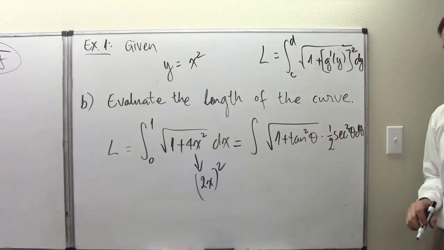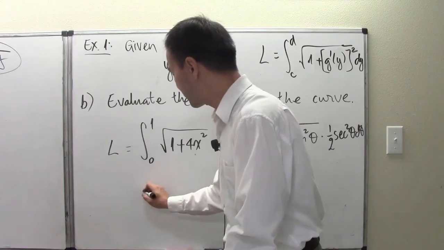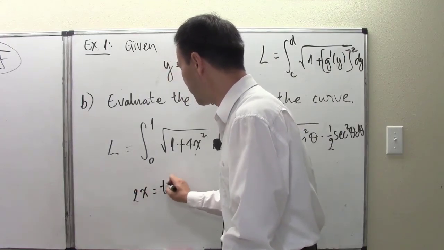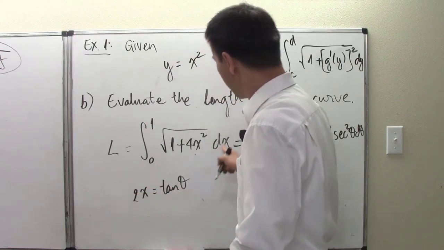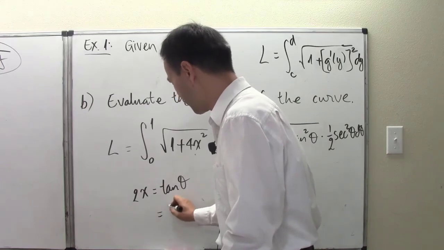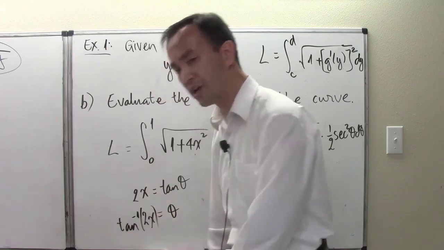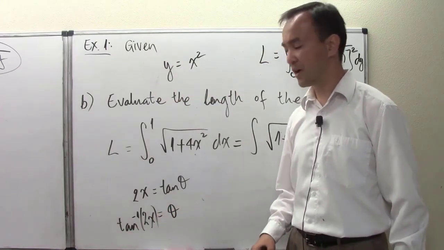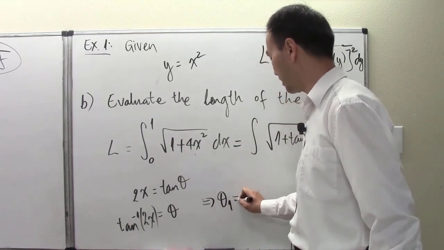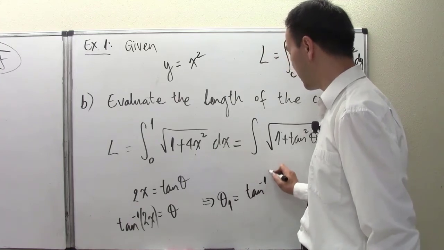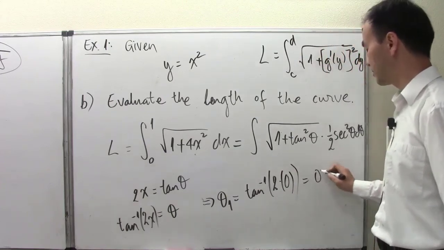Now let's look at the boundary. We had earlier that 2x equals tangent theta. That's our chosen substitution. That means theta equals tangent inverse of 2x. So when x equals 0 on the x-axis, theta 1 equals tangent inverse of 2 times 0, which is 0 on the theta axis.